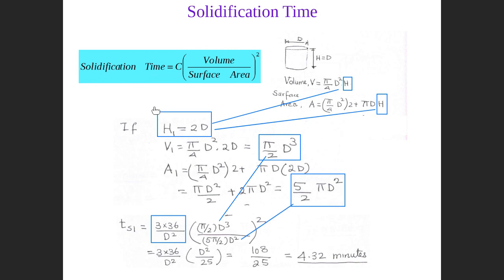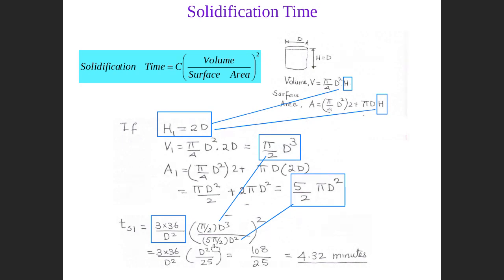So this is a V, and this is the surface area square in the second case when h equal to 2d. This is a constant. Where did we obtain the constant from? From the previous slide that we obtained in the last section. Then C multiplied by V divided by surface area squared.